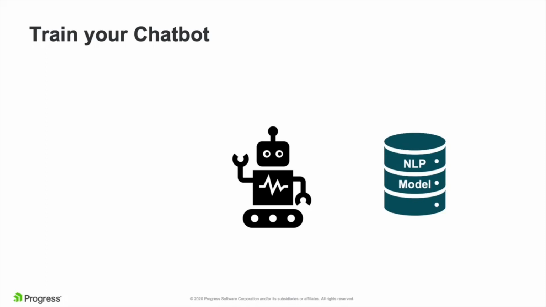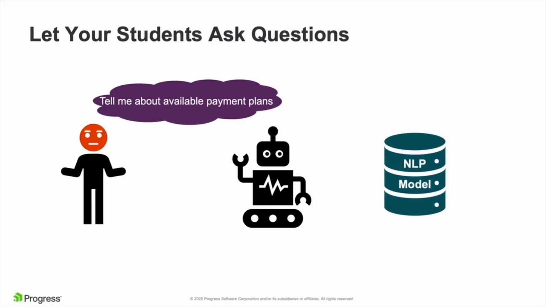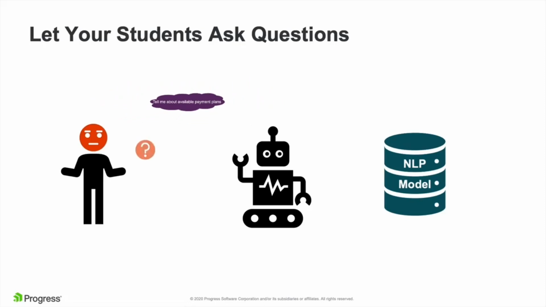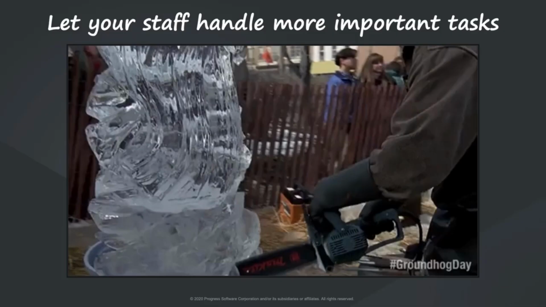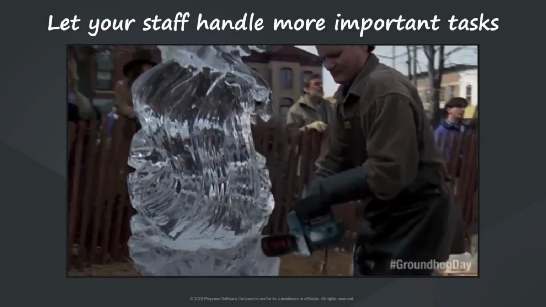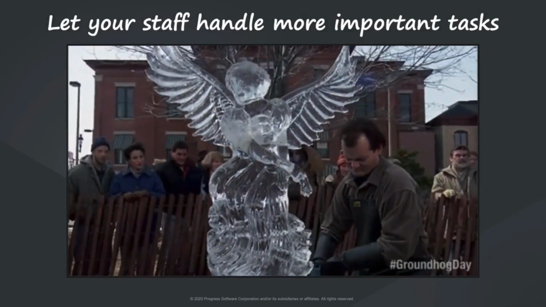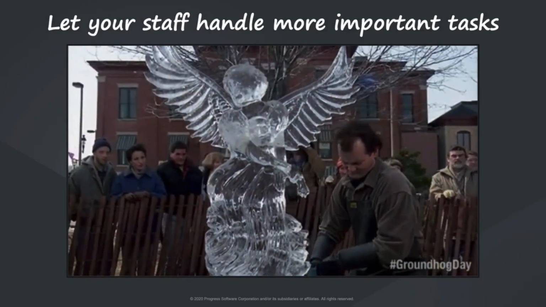So once we have a chatbot that is trained on all those questions and has all those answers, then the student can come in and say, tell me about available payment plans. The chatbot will analyze that and come back with an answer and say, well, payment plans are available for the current semester and they are as follows. And by doing this, you can release your staff to do something that is more demanding and something that they might enjoy a lot more. And the Groundhog Day, it's over.